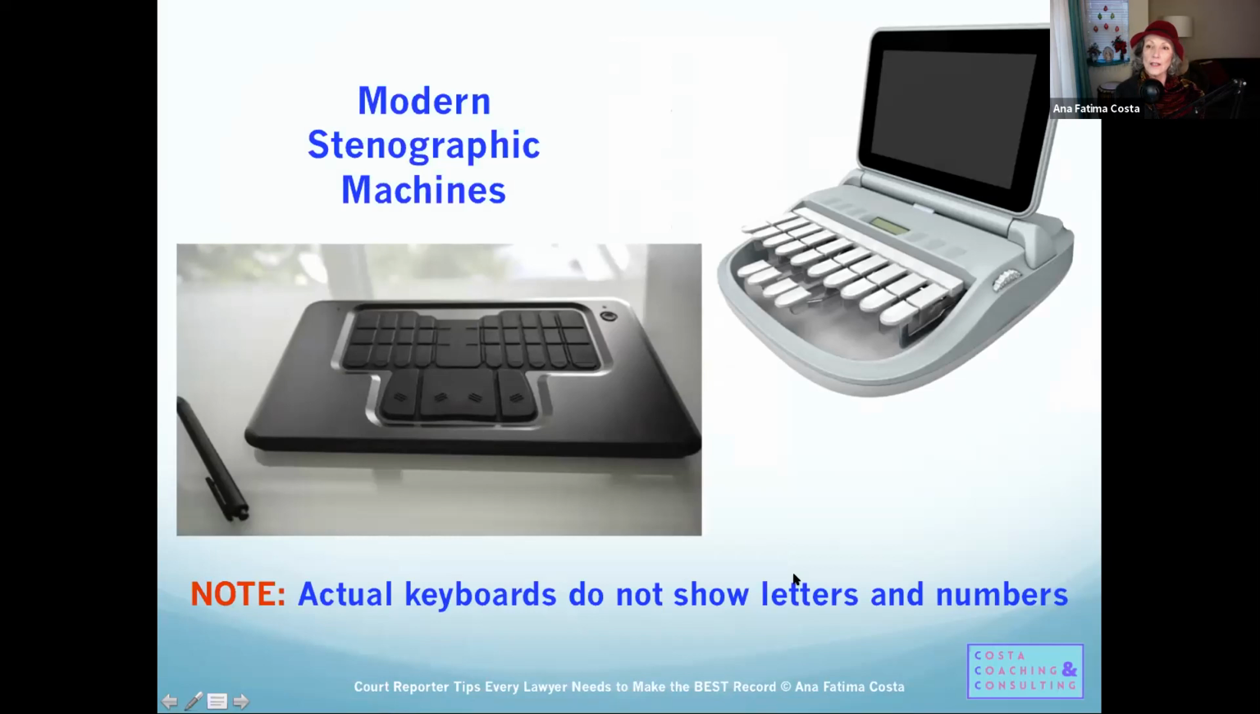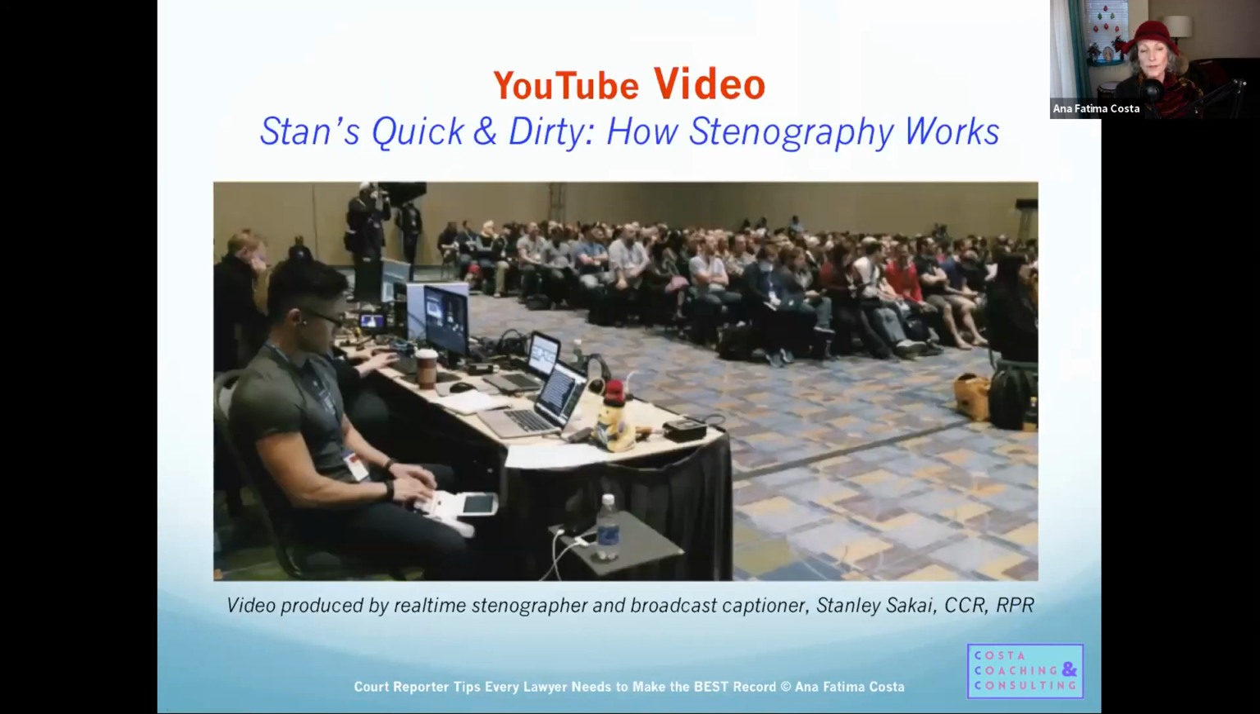So here again, one of the modern stenographic machines is on the right hand. The one on the left looks more like a regular keyboard, but those are the actual steno alphabet keys on the left. So I'm going to stop the share for a moment and pull up a 3-minute video that will explain it in more detail.